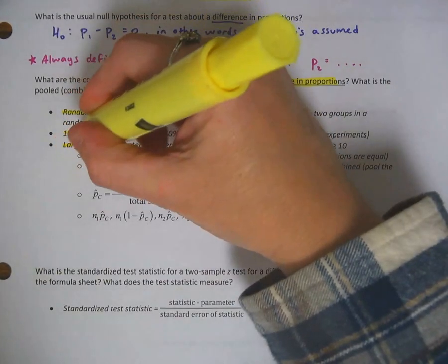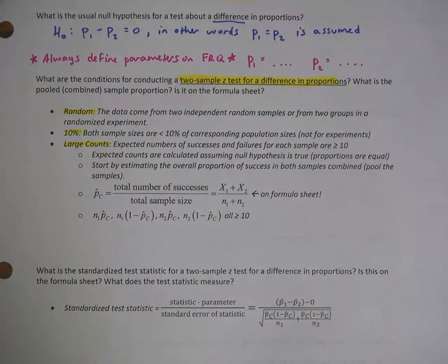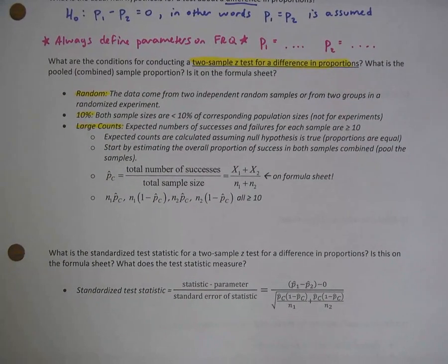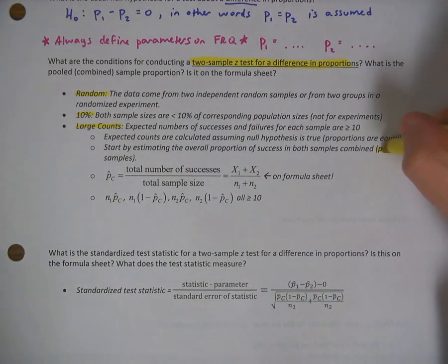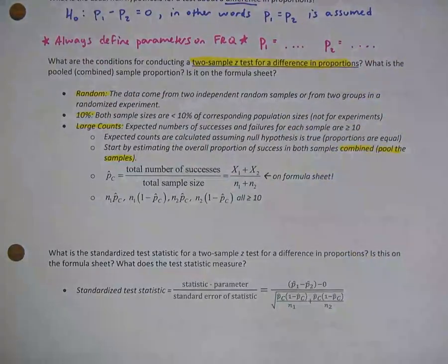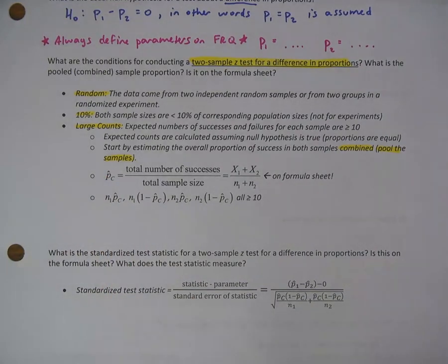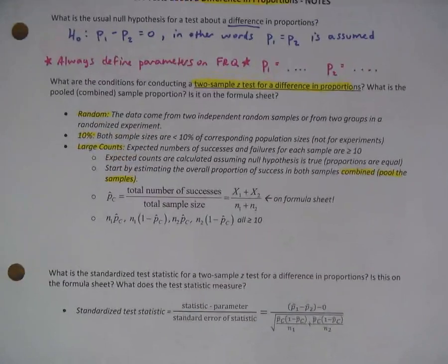And then the large counts condition is going to be a little bit of a beast here. We've got some new formulas showing up, of course, just when you get comfortable with these. It says that the expected numbers of successes and failures have to both be greater than or equal to 10. Well, yeah, we know that. But this time what we're going to do is pool the samples, combine them. So you're going to see this on the formula sheet, this p hat with a little subscript c on it. Let me see if I can grab my formula sheet really quickly. Hang on just a second.